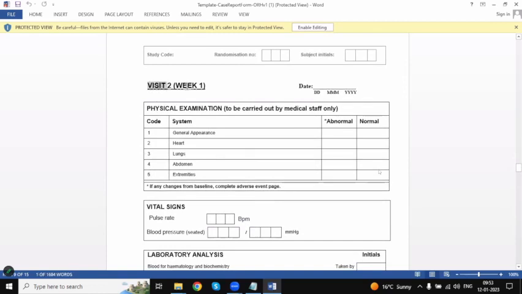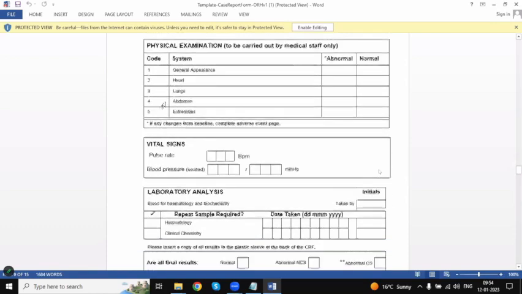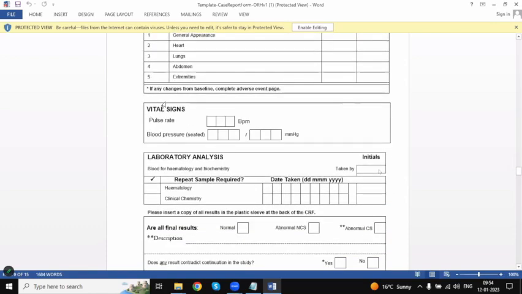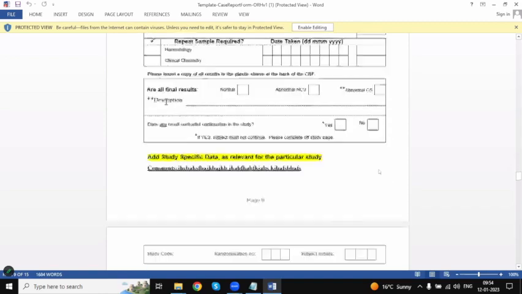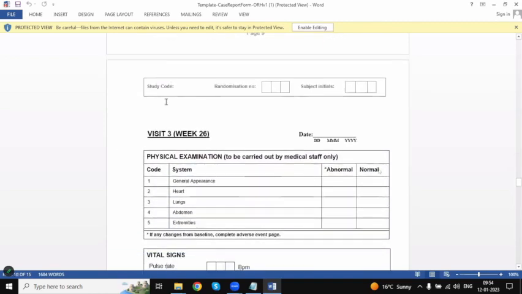We told him to come for the next visit in 1 week. At week 1, you have the second visit. So when he comes again for the second visit, yes, all the tests will be done again. All the physical examination tests, vital signs, and laboratory tests will be done, and the test results will be captured. The same will repeat again.